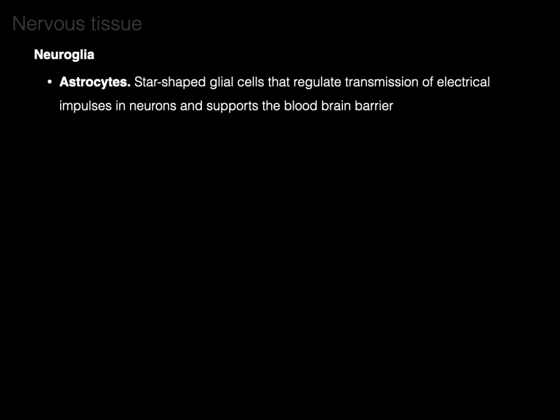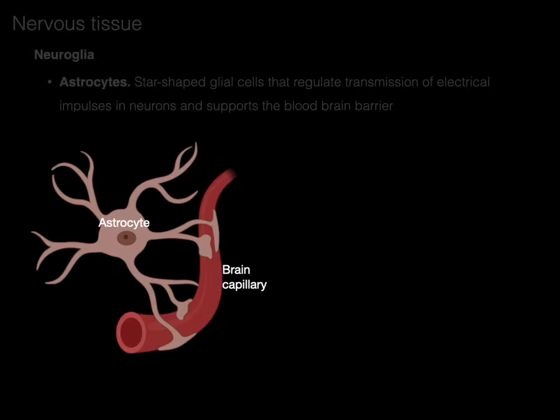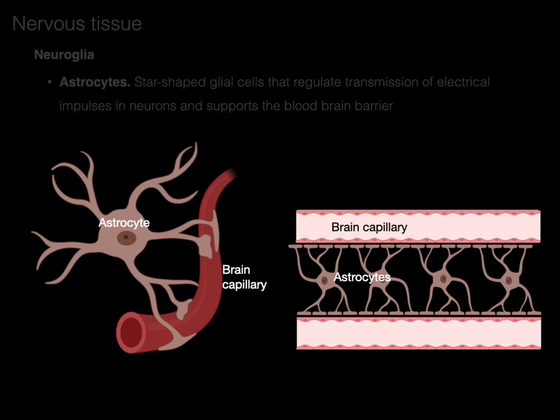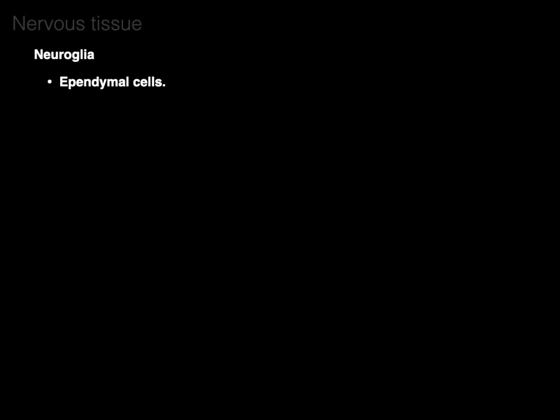Astrocytes are star-shaped glial cells that regulate the transmission of electrical impulses in neurons, and they support the blood-brain barrier. So there's an astrocyte, and there's a brain capillary. We zoom in a bit more. You'll notice that those red endothelial cells are of a capillary in the brain. That's where the blood-brain barrier is. There are tight junctions between them to regulate the distribution of substances between the blood and the brain tissue. Astrocytes support that blood-brain barrier, as shown in that illustration.